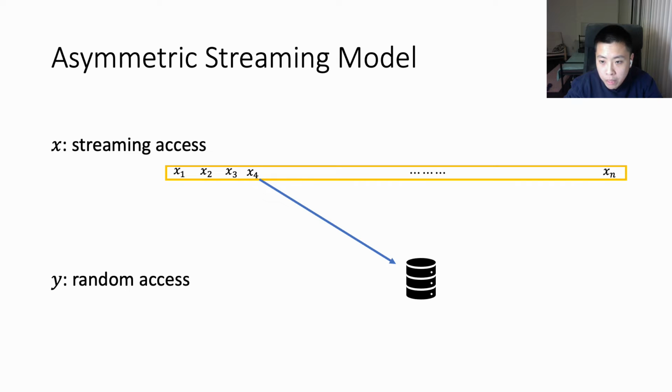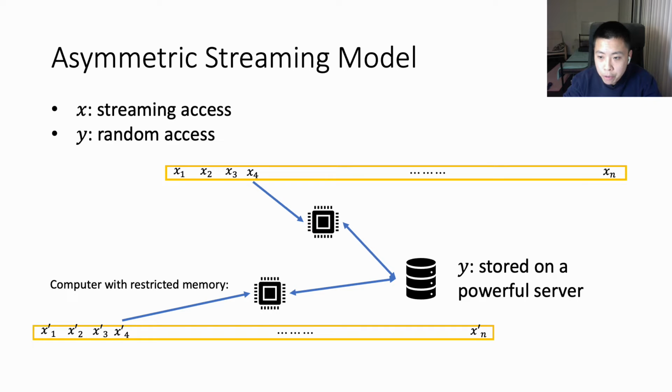In this work, we study a variant of the streaming model, the asymmetric streaming model. Specifically, we assume that the algorithm has streaming access to one of the input strings x and random access to the other string y. For example, let's consider the following scenario. Assuming that string y is stored on a powerful server, and we want to compute the edit distance between y and many different strings. The computation is performed on less powerful computers with limited memory. The input string x is available to the computer as a data stream, and the computer can query y randomly by communicating with a powerful server.